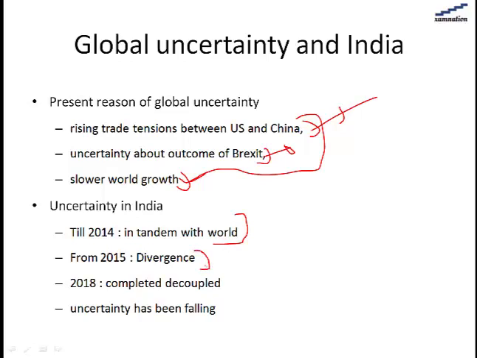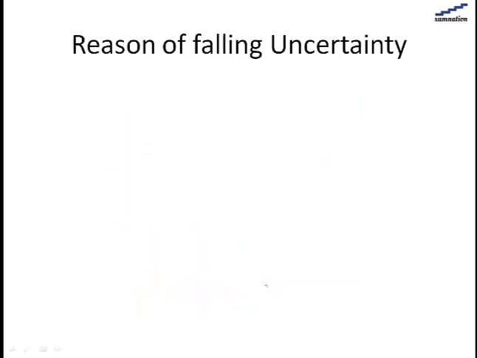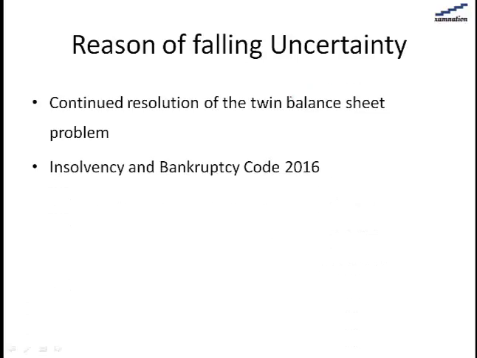Into and through 2015 there is a divergence, and by 2018 complete decoupling was there. That is, barring this month, prior to this month the world economy was falling whereas the Indian economy, the Indian share market, was not falling. So there was a complete decoupling after 2018, and uncertainty in India was falling, whereas worldwide uncertainty is rising. These are the reasons.